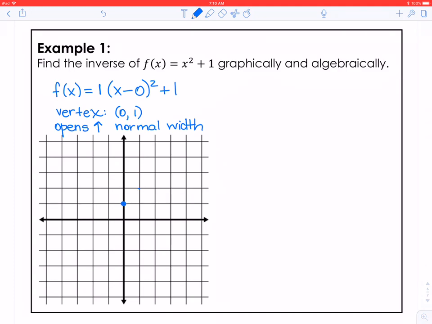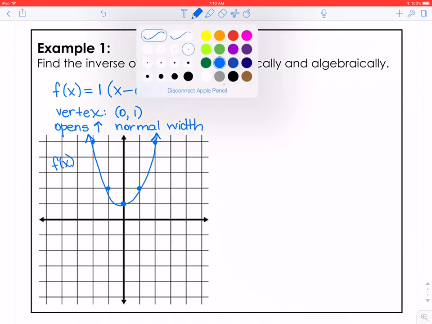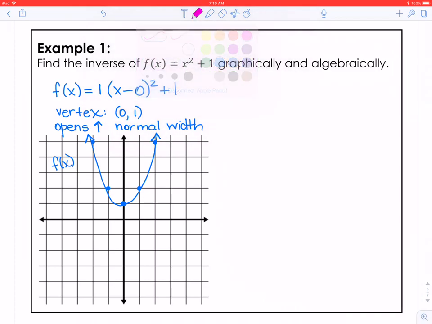From our vertex to the right 1, up 1. From our vertex to the right 2, up 4. And then mirror image that to the left to get our nice symmetrical parabola. And this would be the graph of f of x. Now remember, if we're looking for our inverse, the domain and range are interchanged. And so that means point by point by point, I can swap x and y, and those would be the points that are on the graph of my inverse.